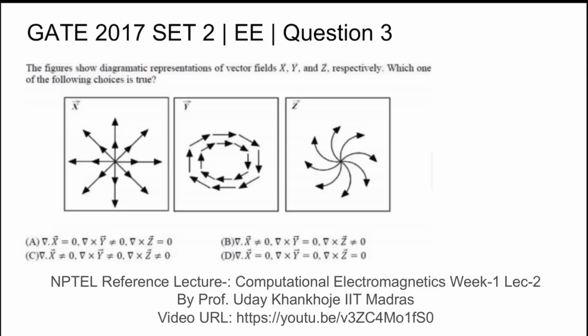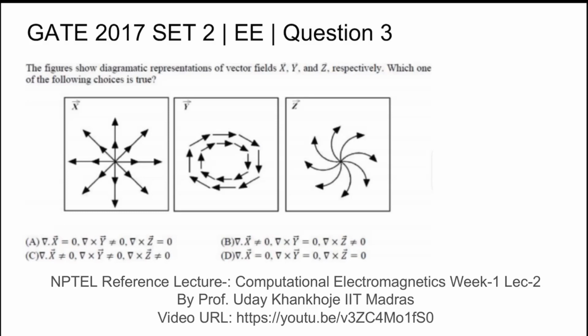GATE 2017 set 2 electrical question number 3. This is giving us that the figures show diagrammatic representations of vector fields x, y and z. Which one of the following choices is true?